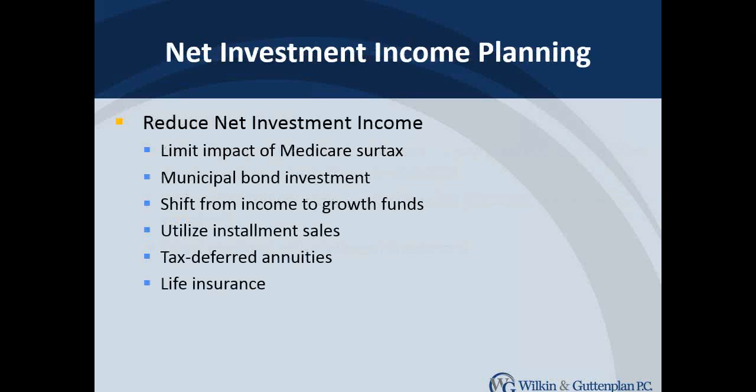So net investment income planning, one of the things we just talked about was using installment sales. We want to try to limit the impact of the Medicare Surtax wherever possible. We've seen a lot of taxpayers really shifting their investments. So instead of having income funds, they're shifting to growth funds. So instead of having dividends being paid out every year, you're looking more at the long-term growth of an investment. We've also seen a lot of shifts in overall portfolio management, so going from taxable bonds to tax-exempt bonds. Items that are tax-exempt for regular tax purposes are also tax-exempt for the net investment income tax purposes. So it's a great tool.